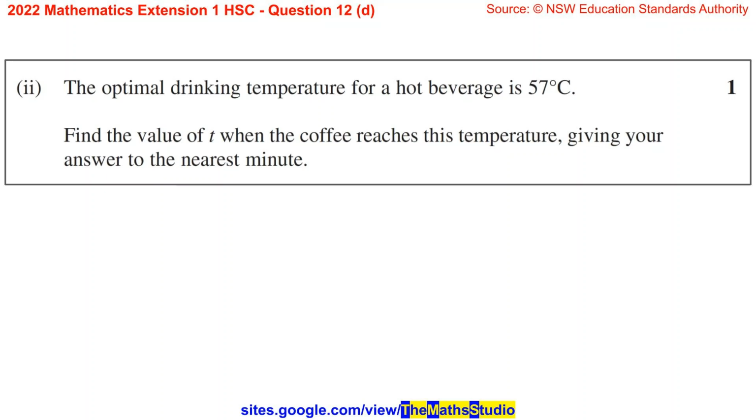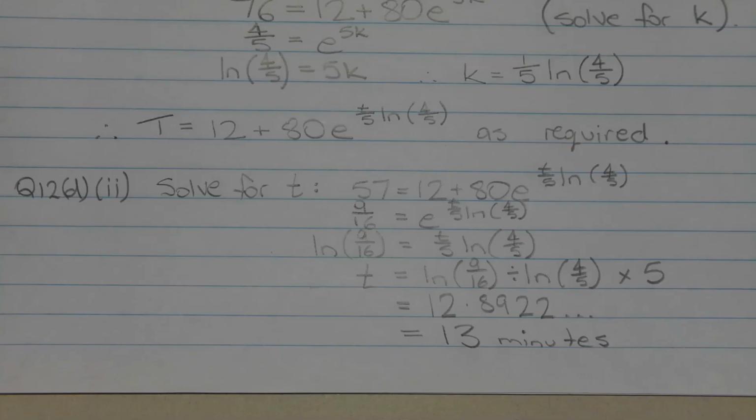Part 2. The optimal drinking temperature for a hot beverage is 57 degrees Celsius. Find the value of t when the coffee reaches this temperature, giving your answer to the nearest minute. Solve for t the equation 57 equals 12 plus 80 times e to the power of t over 5 times ln of 4 over 5.